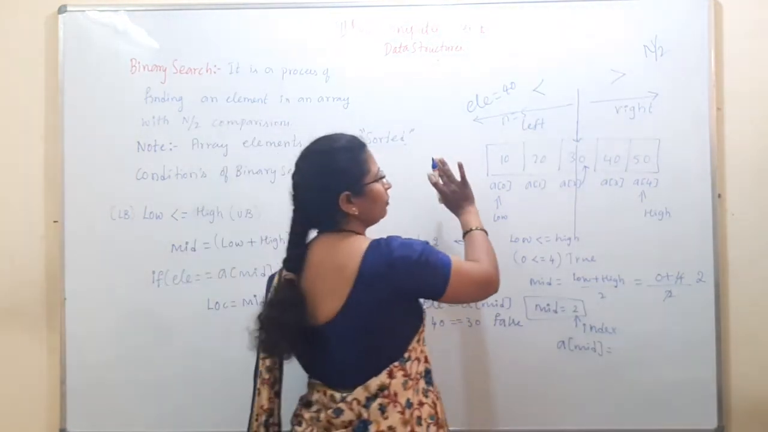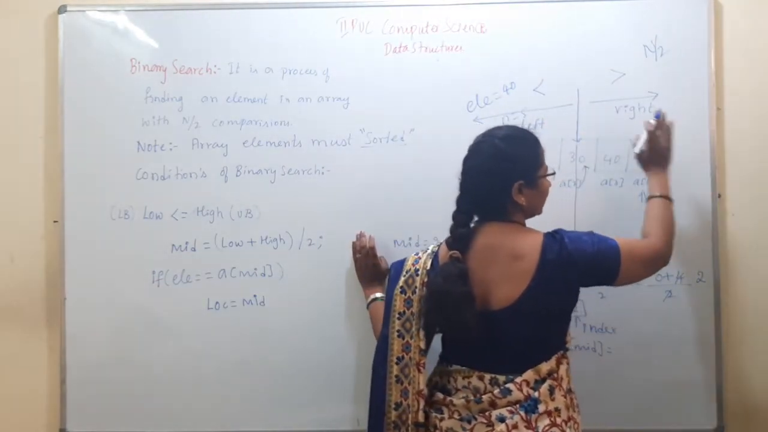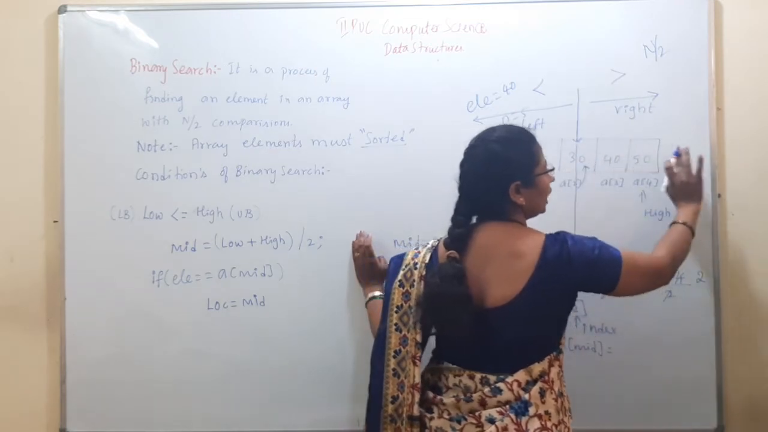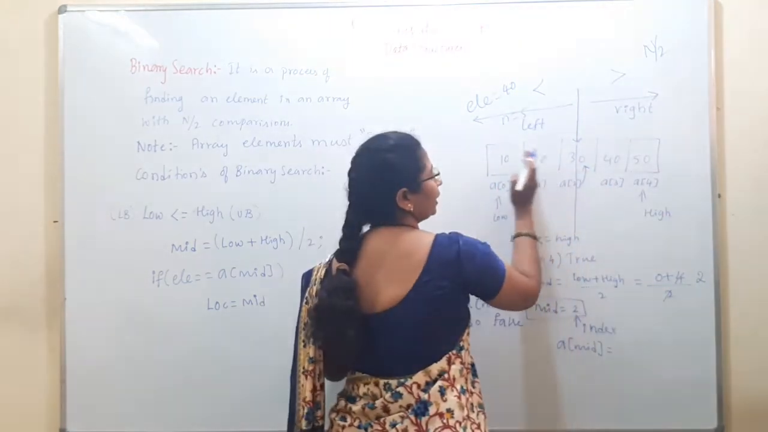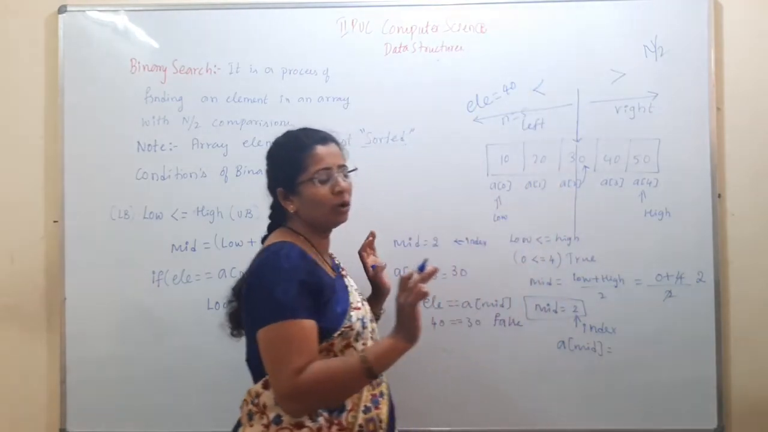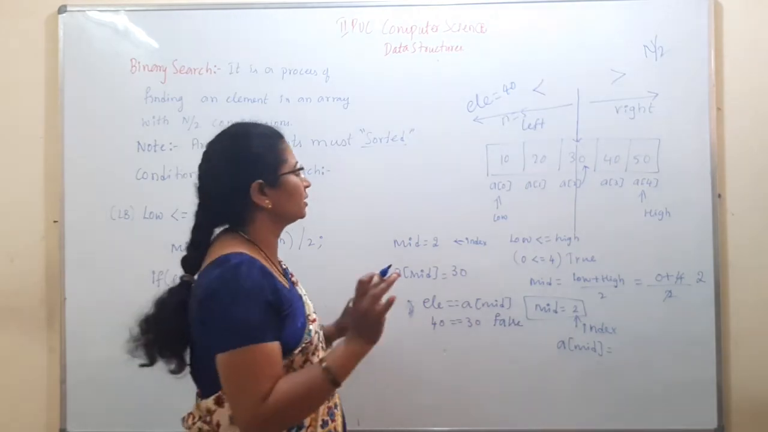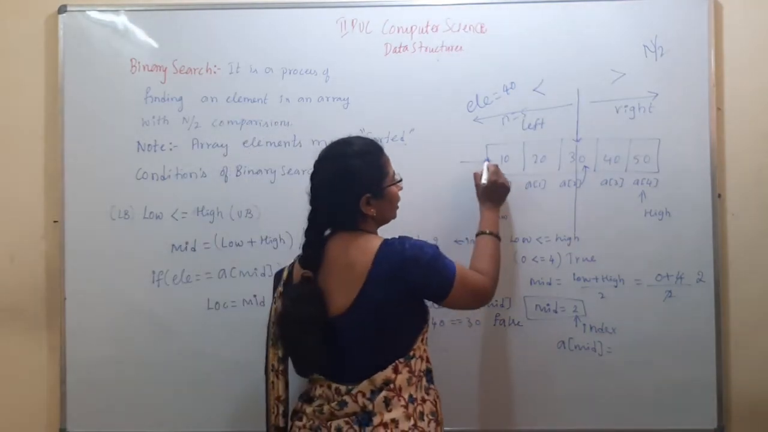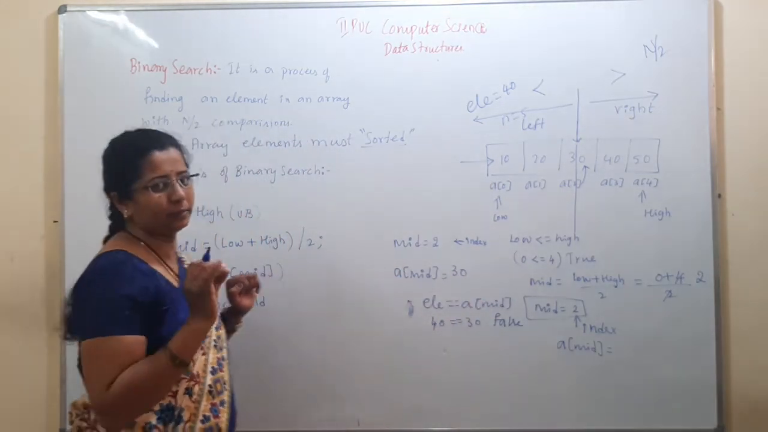If the searching element is greater than the mid, only the right half of the array is compared. The remaining half, the left side with the less than side, we are not going to compare. That is the advantage of binary search over linear search. Hence we need a sorted list for this particular algorithm.